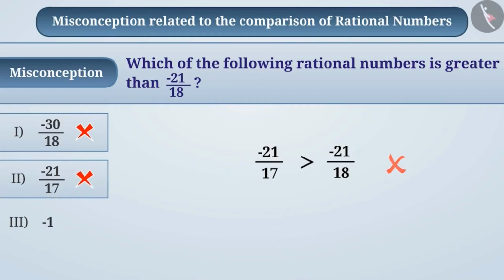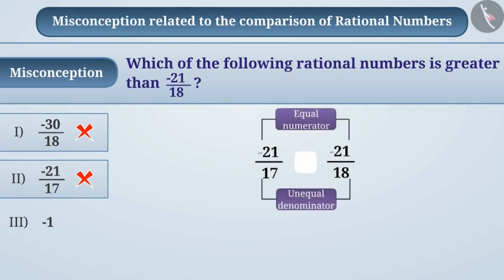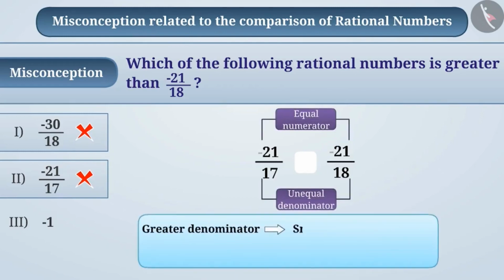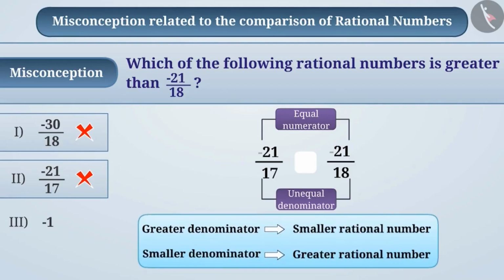Comparison can also be done as follows. First, we will ignore their signs. By ignoring the sign, we notice that the numerator of both the numbers are the same, but the denominators are different. In such situations, the rational number whose denominator is greater is the smaller rational number, and the rational number whose denominator is smaller is the greater rational number. That means 21 by 17 is greater than 21 by 18.